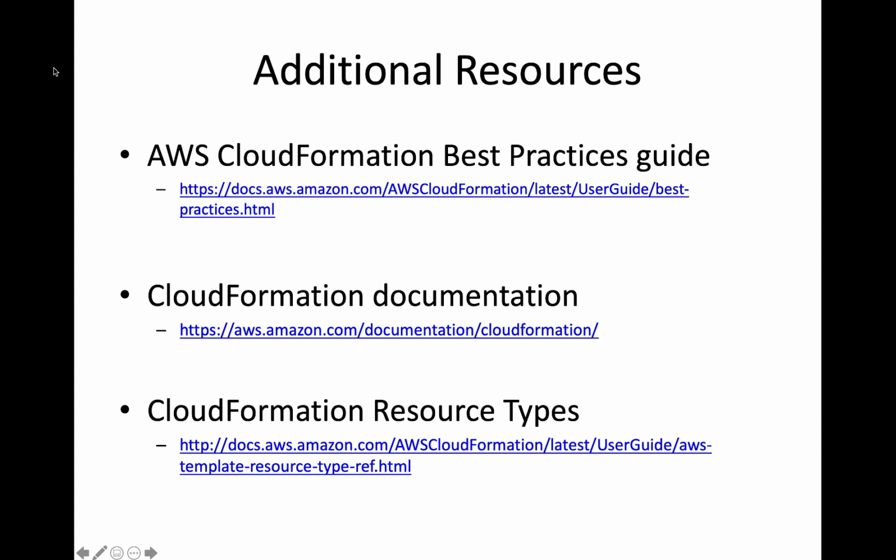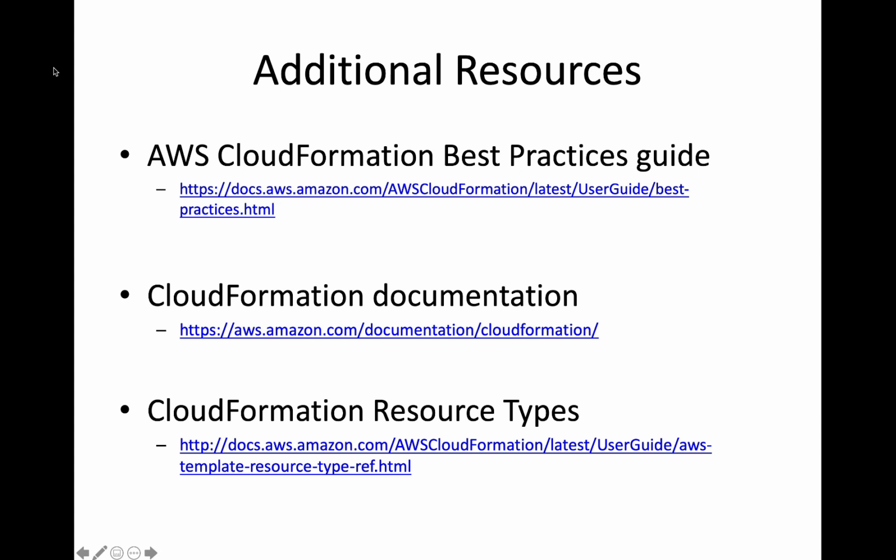And in this PowerPoint screen here, I've got 3 different links that might be useful to you. One of them is the AWS CloudFormation Best Practices Guide. The second is a link to the AWS CloudFormation documentation. And then the third links specifically to the resource types in the documentation.